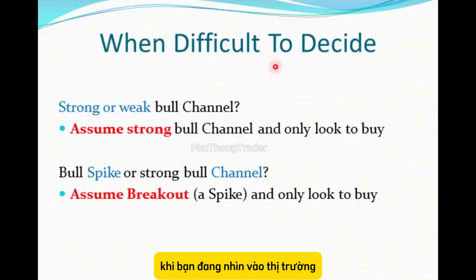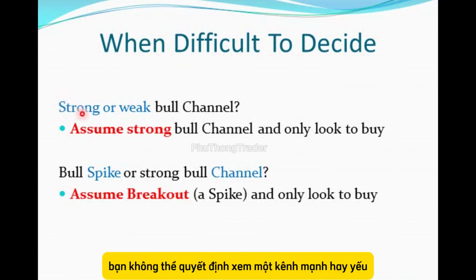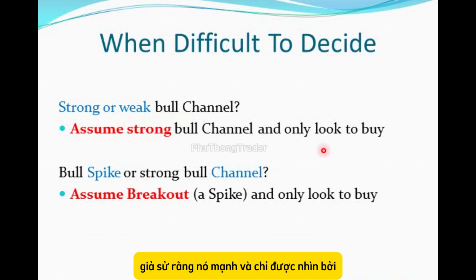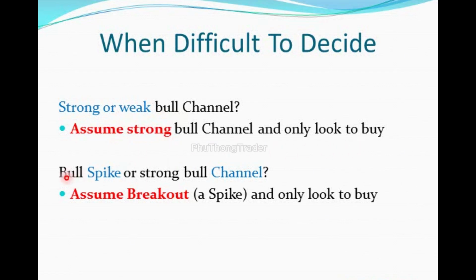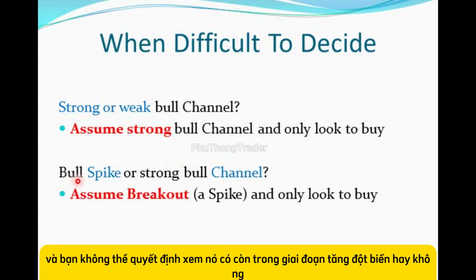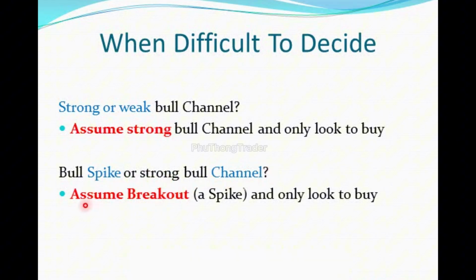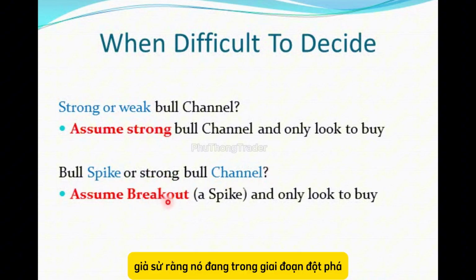When you're looking at the market and you cannot decide whether a channel is strong or weak, assume that it is strong and only look to buy. When you're looking at the market and you cannot decide if it's still in the spike phase or if it has transitioned into the channel phase, assume that it's in the breakout phase, in other words, strong, and only look to buy.